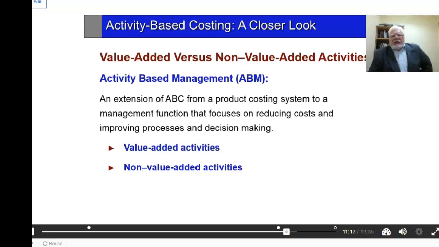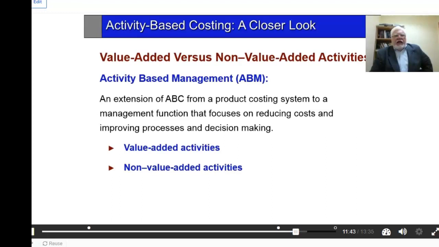It's an extension of ABC, from a product costing system to a management function that focuses on reducing costs and improving processes and decision-making. So now we look at all the activities. Now, we're not talking product costs, we're talking also period costs here. We look at all the activities, both product costs and period costs, and we determine if that activity adds value.